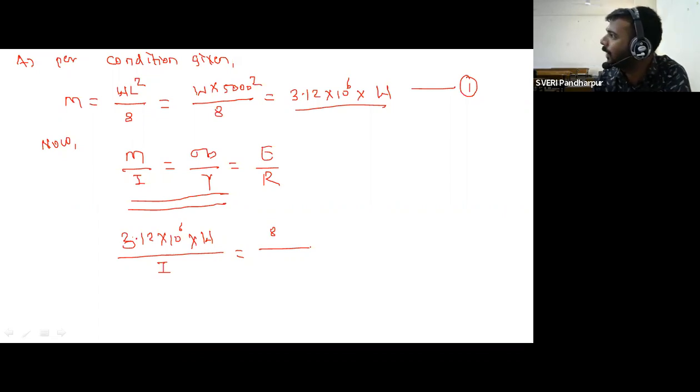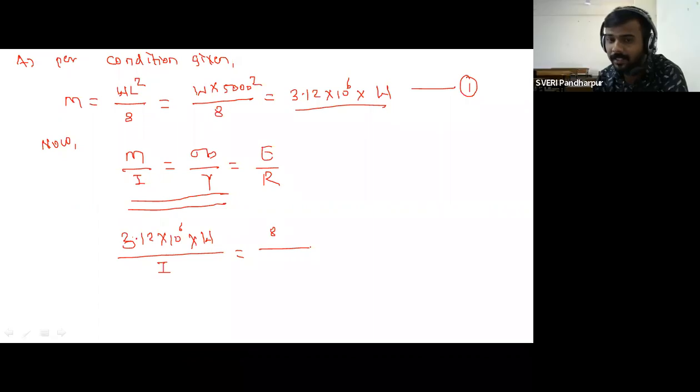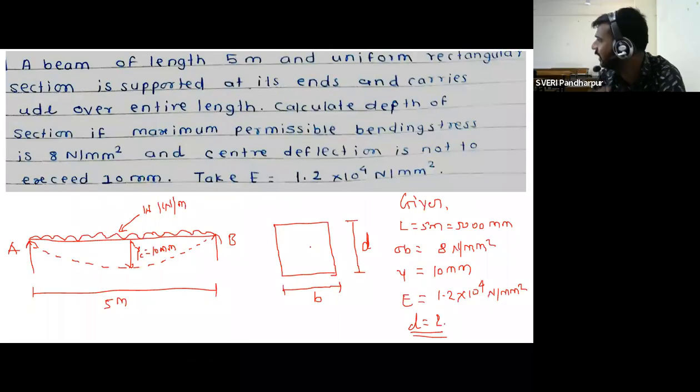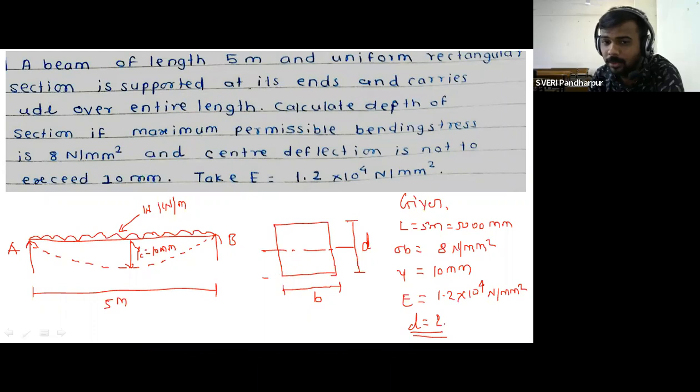This Y and the Y from the deflection formula are different. Imagine this Y only for the rectangular section. In bending stress we take Y bar. Y bar means the CG of this rectangular section. What is it? It is D by 2. Why D by 2?